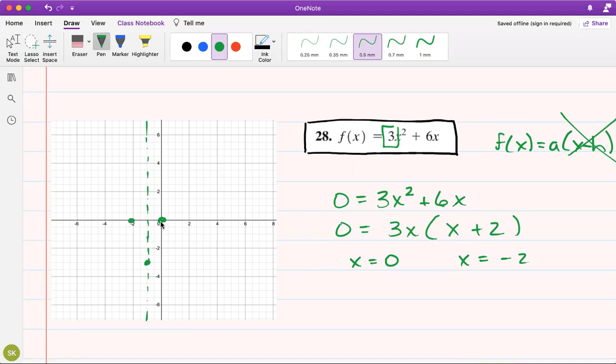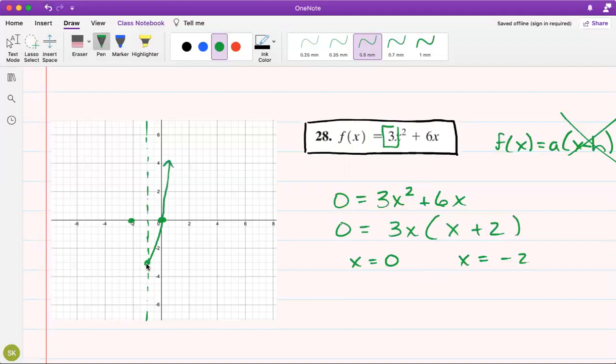You can see that the mirror image of this one is right here. I only needed to find one and I could have found the other one, but setting it equal to 0 gives me both of them. And now I can graph this. It is pointing upwards, you can tell, and you can actually find more points if you want to. But you really only need the vertex and one other point, and then you can find the mirror image.